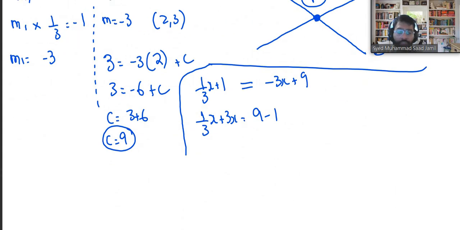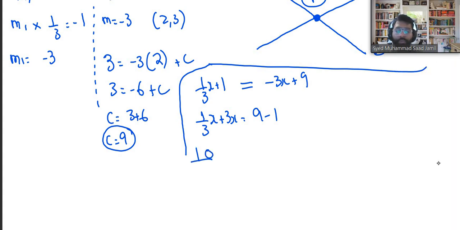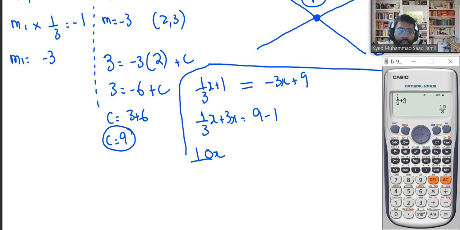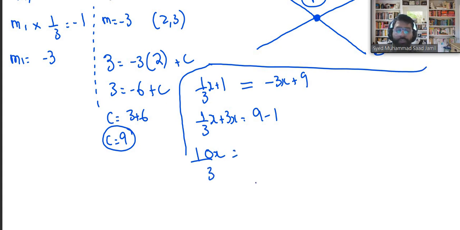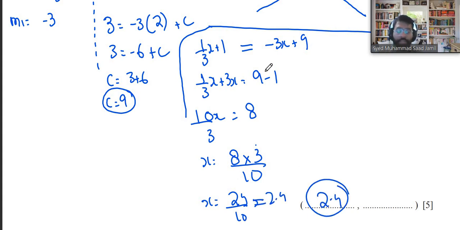So let me use my calculator. 1 upon 3 plus 3 is equals to 10x upon 3 is equals to 9 minus 1 is 8. So x is equals to 8 multiplied by 3 divided by 10. So x is equals to 8 3s is 24, 24 divided by 10. X is equals to 2.4. So you will put 2.4 over here.